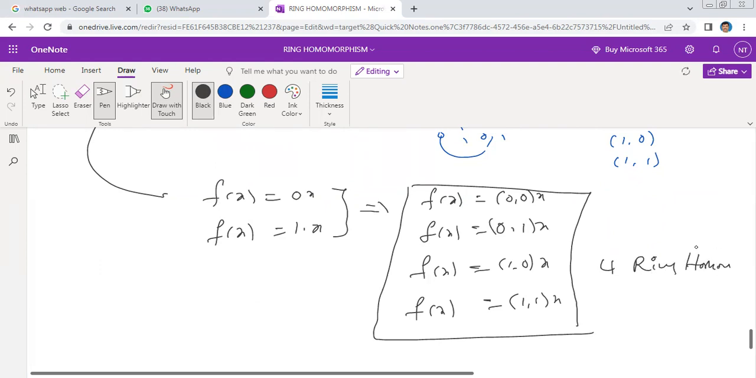There are 4 ring homomorphisms. So f of x is equal to, yeah. How many ring homomorphisms are there? 4 ring homomorphisms. You look here, this is not the case.